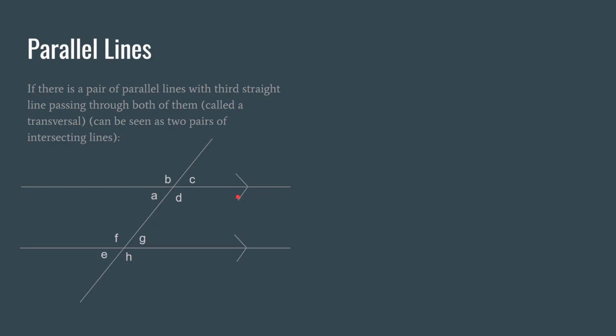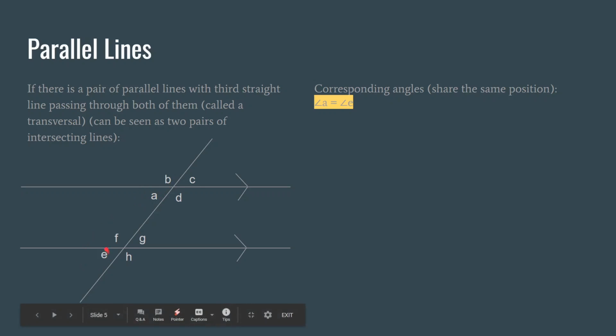If there is a pair of parallel lines with another line passing through them, called the transversal, then the corresponding angles are the same. Corresponding angles are angles that share the same position. For example, angle A shares its position with angle E, therefore they are the same. Angle B shares with angle F, angle C equals angle G, and angle D equals angle H.